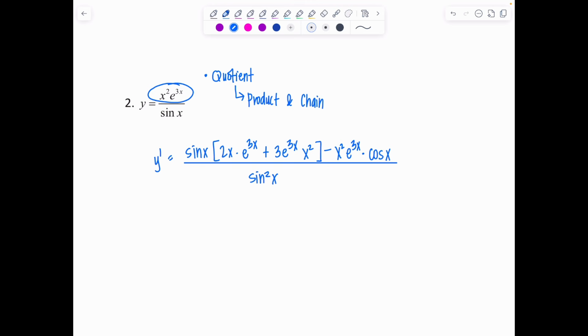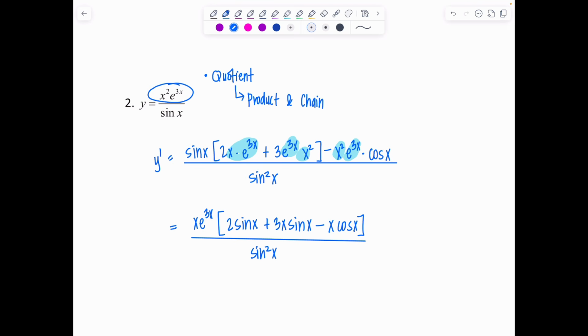Okay, from here to clean up, I would look through and say, what can I factor out of everybody? I can take an x e to the 3x out, just one x, and an e to the 3x. So let's do it. X e to the 3x. Then I'm going to have 2 sine x plus 3x sine x minus x cosine x. Yep, over sine squared x. Does anything else cancel or clean up? Sadly, no. But here we are, ready for action. Okay, next one.